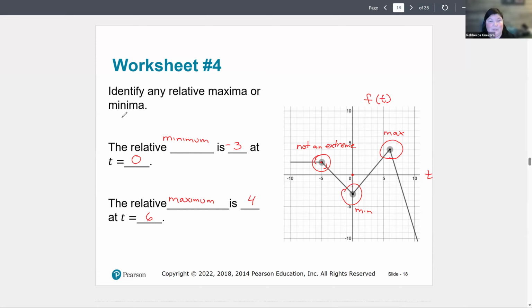So another way you could talk about this relative minimum would be, this is f of 0 equals -3 is the minimum, or you can say that f of 6 is equal to 4 is my maximum. We know that's the location, and we know that's the actual minimum. We know this is the location, and that's the actual maximum.